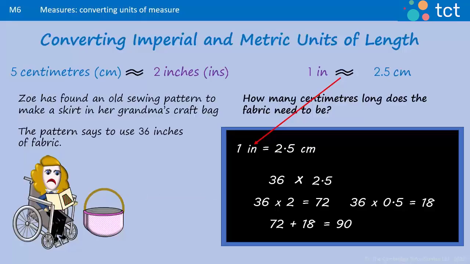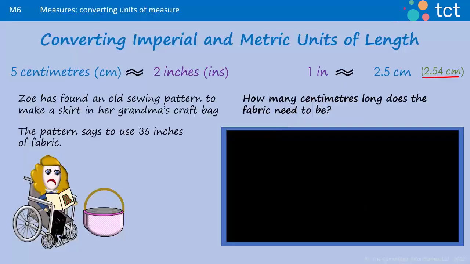However, as with all estimating, we need to be aware that if you were going to cut this fabric in real life or go out and buy it, that might not be enough. Something to bear in mind here is that 1 inch is nearer to 2.54 centimetres. It's going to be 90 and a bit more. So if you wanted to be precise with this, we know that we need 90 centimetres and a bit more.